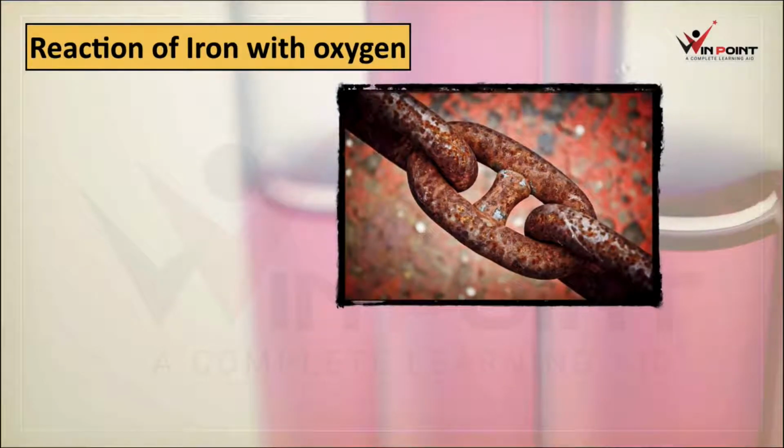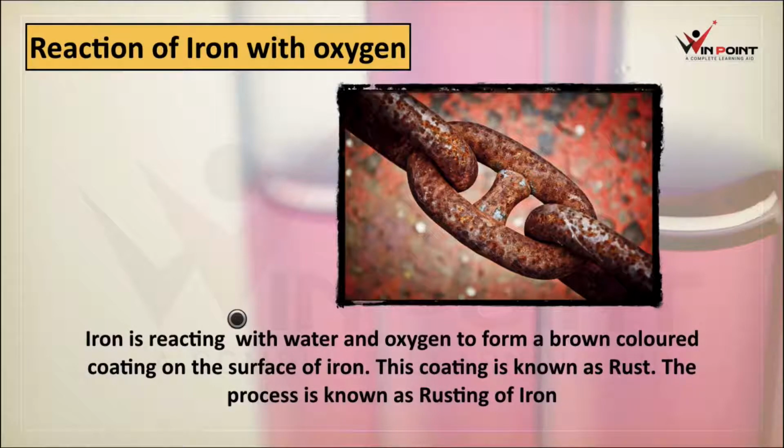Now we can discuss the reaction. When iron is reacting with water and oxygen, it forms a brown colored coating on the surface of iron. This process is known as rusting. The coating is known as rust.